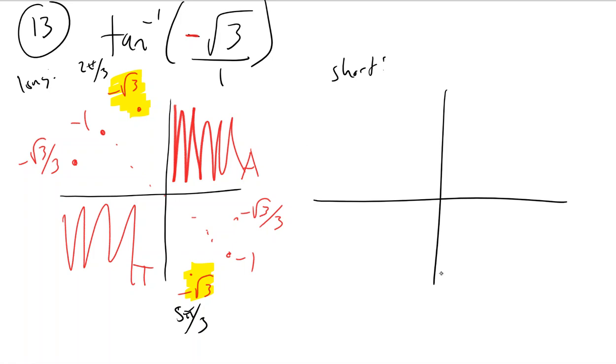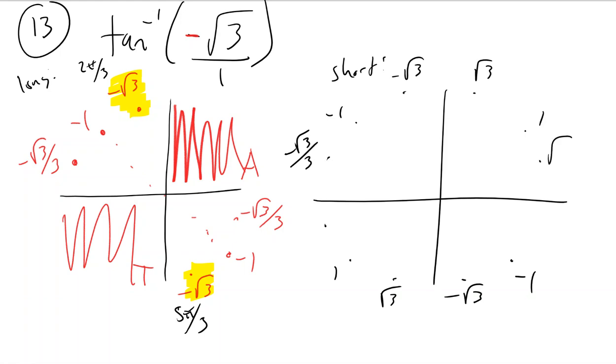Okay, the shorter way to do that is to just memorize the tangent values. Everything in the middle of each quadrant is either 1 or negative 1. Everything near the y-axis is either the square root of 3 or the negative square root of 3. And everything near the x-axis is either negative square root of 3 over 3 or positive square root of 3 over 3.